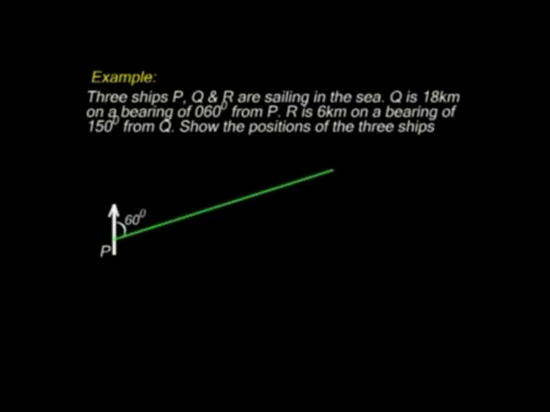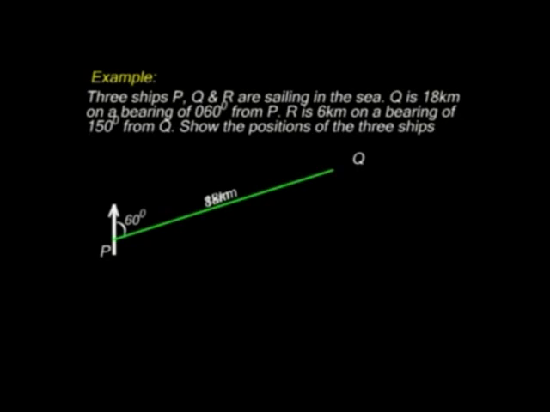Now Q lies anywhere along that line, but I have information that it is 18 kilometers from P. So along that line of 060 degrees, I measure 18 kilometers. Of course, I'll be using a scale, and I can find Q. So at Q, I need to have another compass, the North Pole. But now you have to be careful because the North Pole at Q must be parallel to that at P.